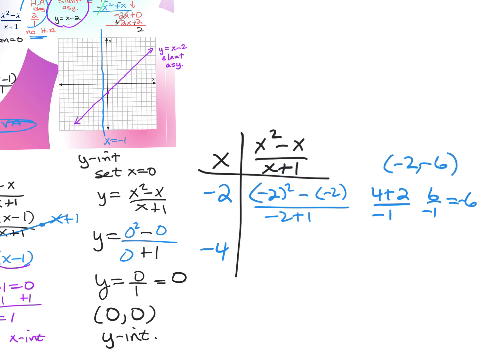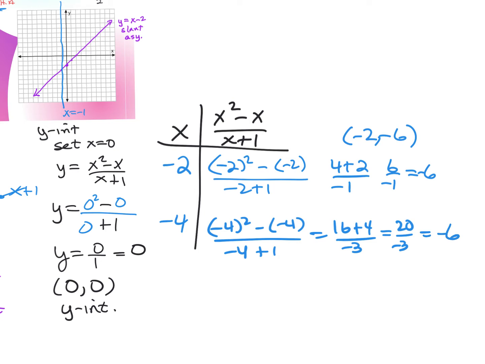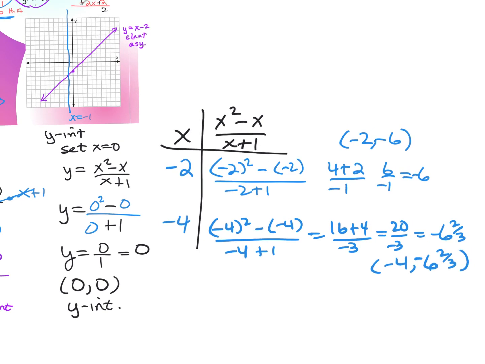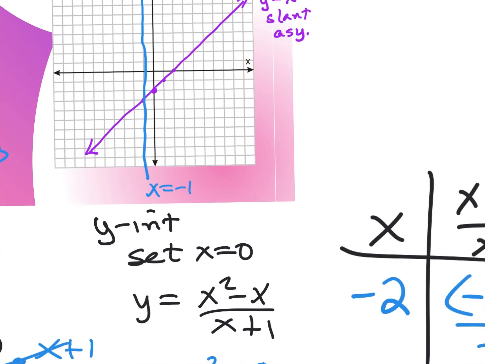I'm also going to plug in -4. So -4 squared minus -4, over -4 plus 1, 16 plus 4 over -3. This gives me 20 over -3. Since I'm graphing a point, I'm going to make it a mixed number. So -6 and 2/3. So -4 and -6 and 2/3. So let me go ahead and get those 2 points on my graph. So -2, -6, right here. And then -4, 1, 2, 3, 4. And then -6 and 2/3 is going to be a little bit lower. And then you're going to make your little boomerang shape in here. And that would be that part of it.